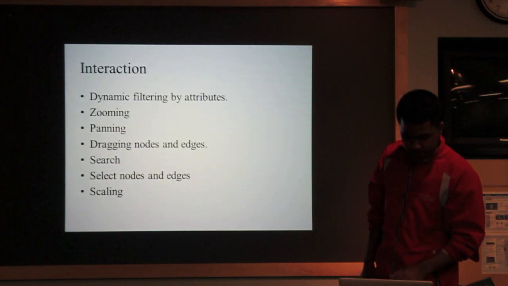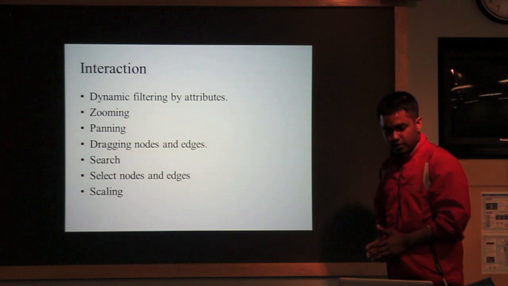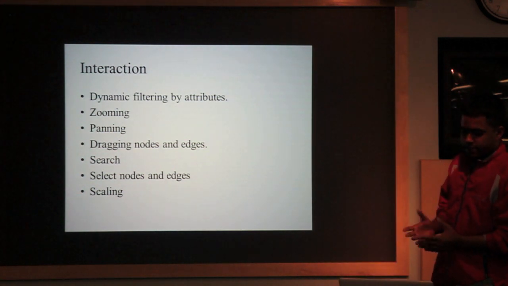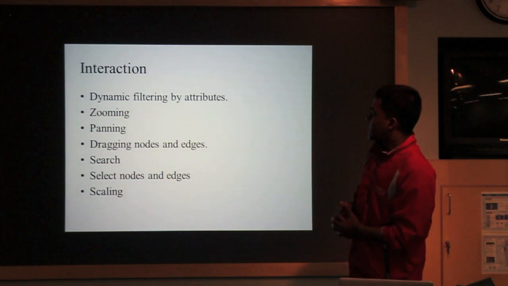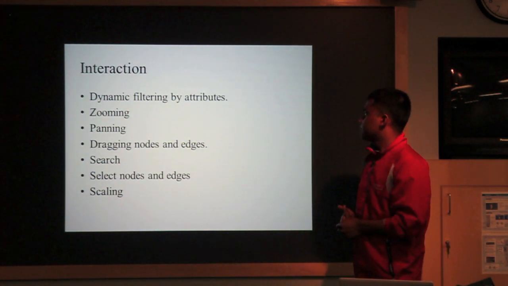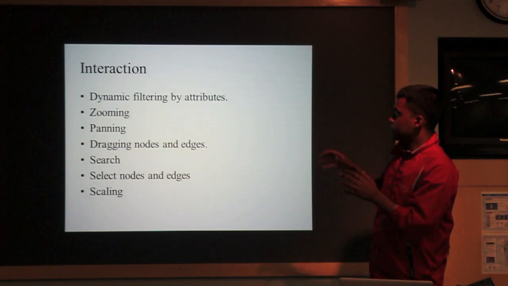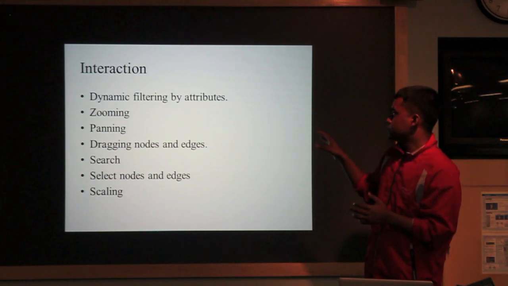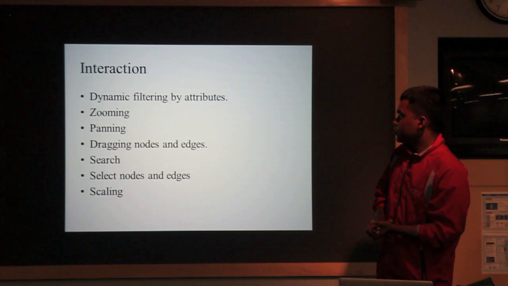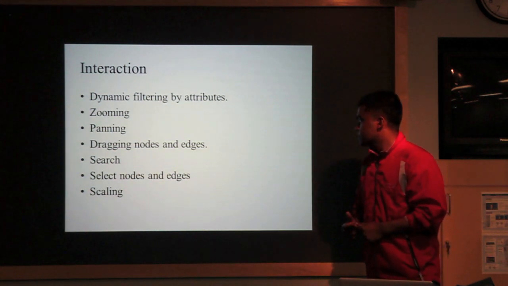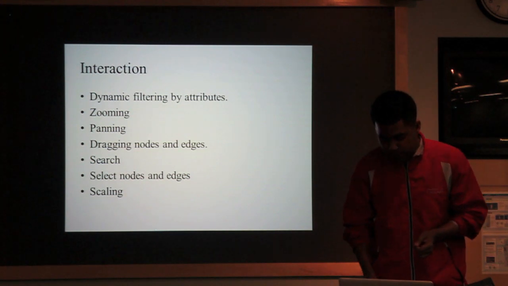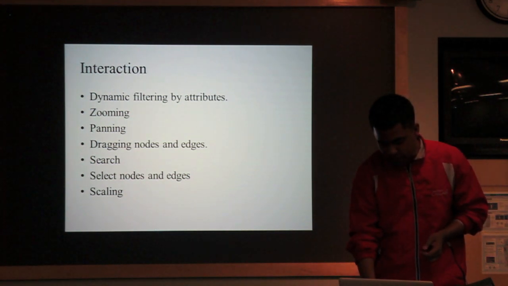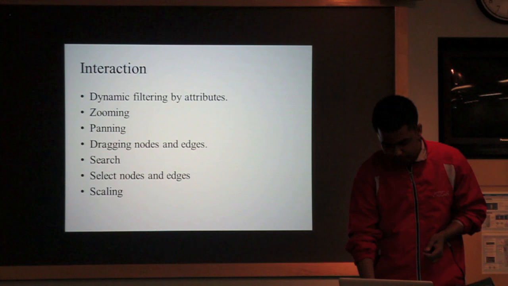These are the basic interactions I want to talk about, which are provided by any standard network visualization software. It provides dynamic filtering by attributes, and when you have dense nodes, it provides zooming options to zoom into the nodes, and panning options. I'll show you every one of these in the demo. We also have dragging, searching, selecting and scaling options. These are some basic interactions provided by network visualization software.